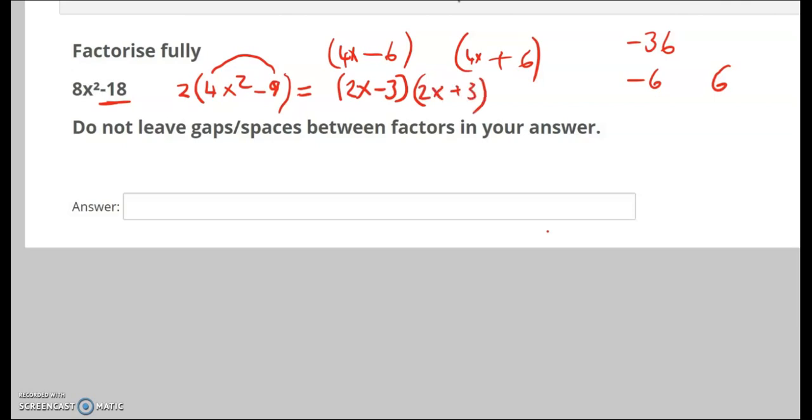So expanding this, we get 4x squared plus 6x minus 6x minus 9. So plus 6x and minus 6x will cancel each other out. So all we're left with is 4x squared minus 9. So I need to remember now to put the 2 in front, and this should be the final version.